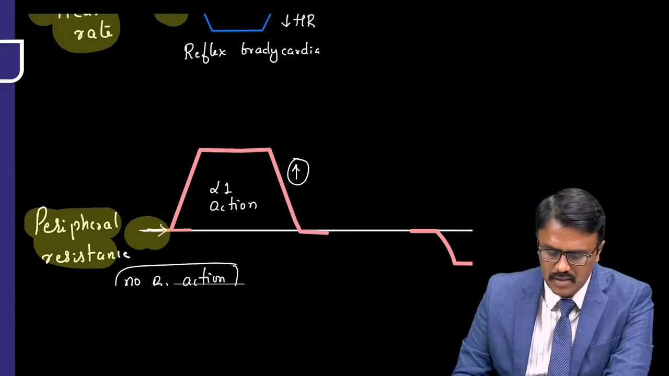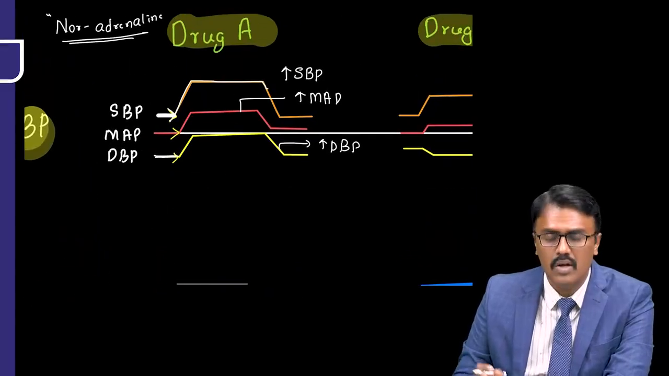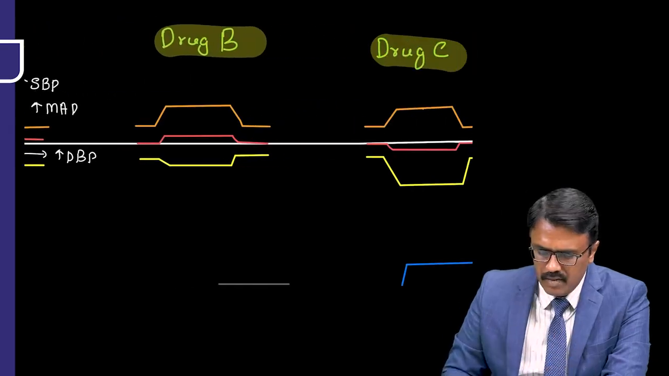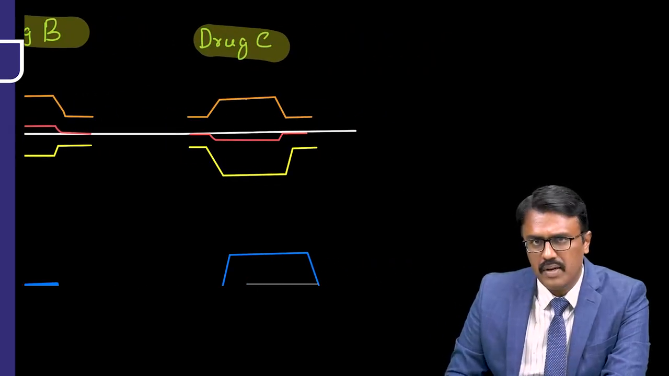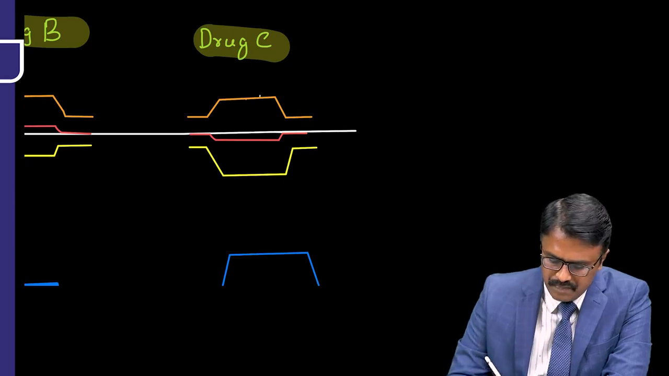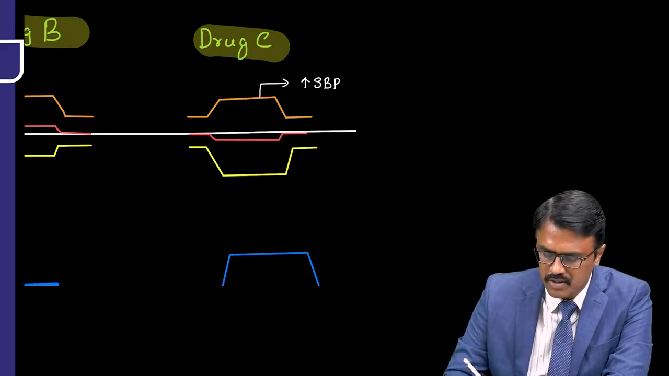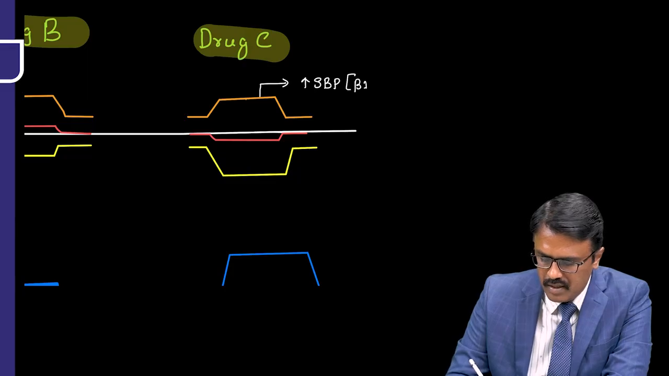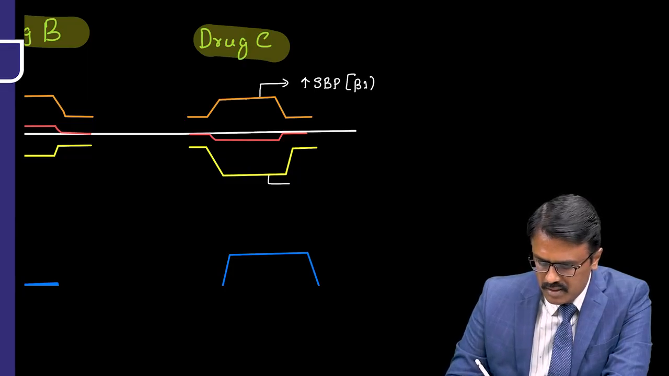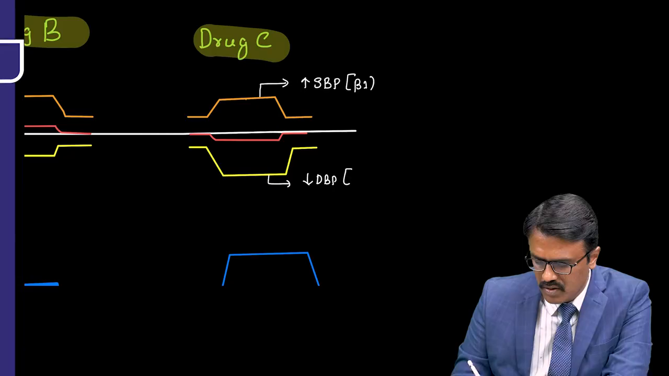So let us assume the drug is noradrenaline, and all these things correlate towards that one. Now let me come to drug C. We'll come to drugs A and B later. Drug C is going to increase the systolic blood pressure. You know the action on systolic is on beta 1. And drug C is also going to decrease diastolic blood pressure. That is because of beta 2 action.